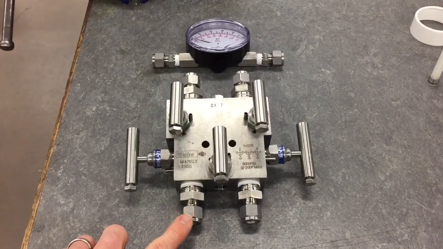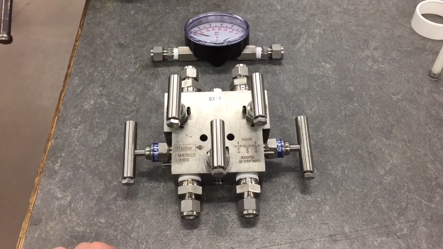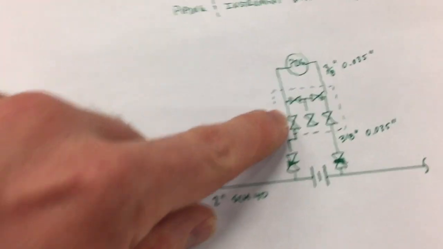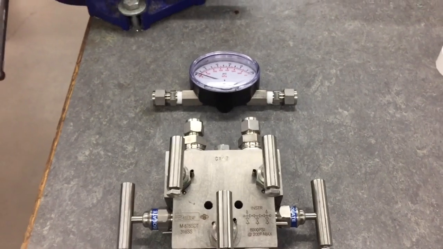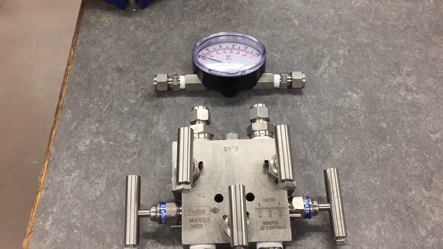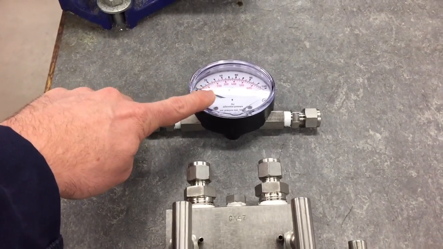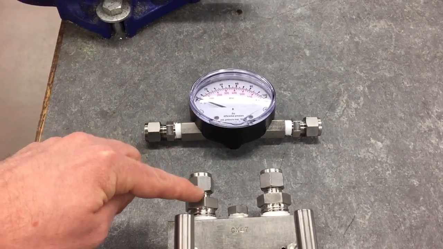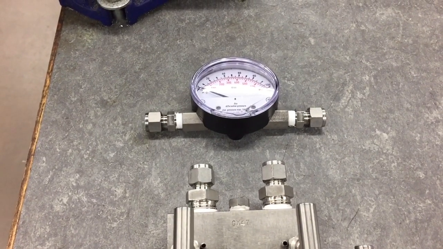Alright, you can see here now I've installed the nuts on our manifold here as well. This is called a 5-way manifold, and it represents all 5 of these valves here within these dashed lines within this box on our piping instrument diagram. So our next step here is to start tubing in the differential pressure gauge into the top of our 5-way manifold. So we're going to get started on doing that.